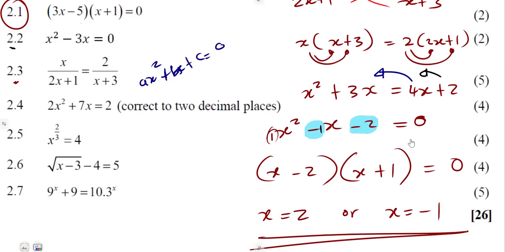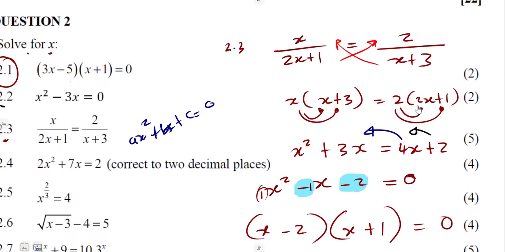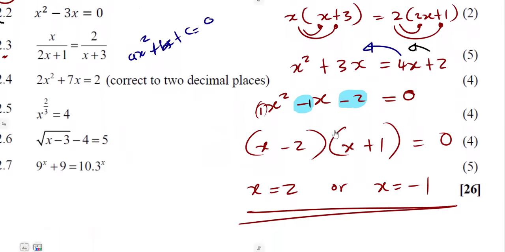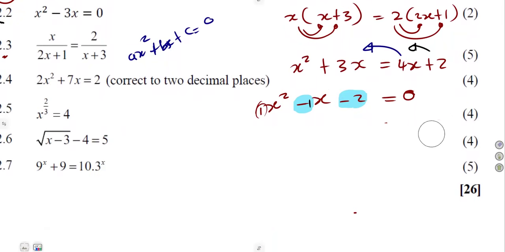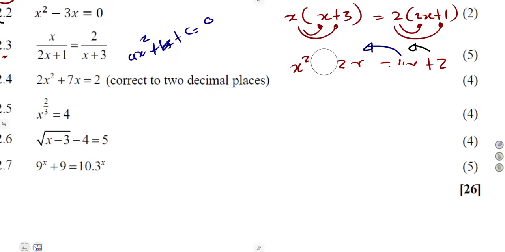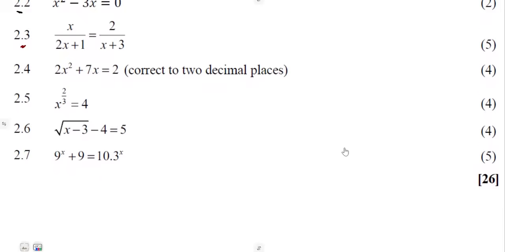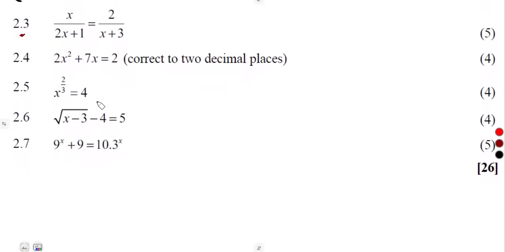So that is how we could have solved this equation by simply cross multiplying, expanding your brackets, collecting like terms, then having the standard form of your quadratic equation, then use any way from there, factorization, quadratic formula, anyone that you can use. 2.4, solve this to two decimal places.